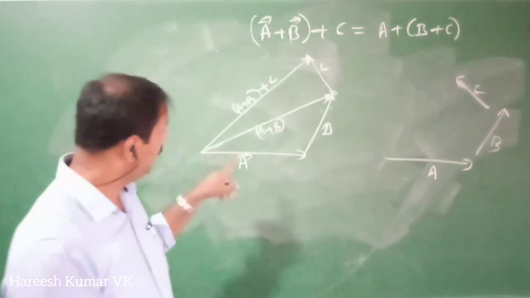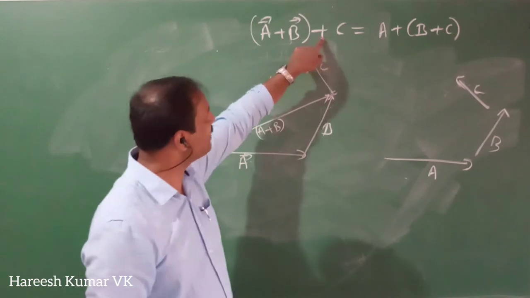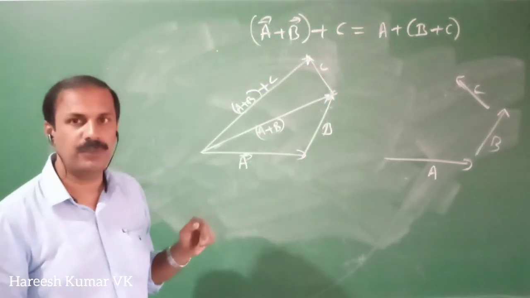So this is A, this is B. This is A plus B. A plus B plus C. I am taking C here. Okay, that's clear for you.